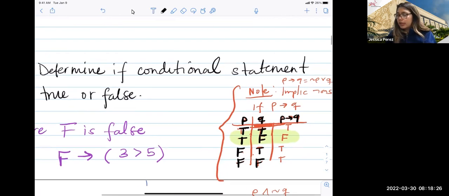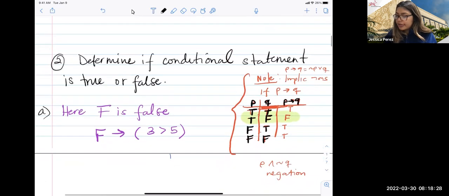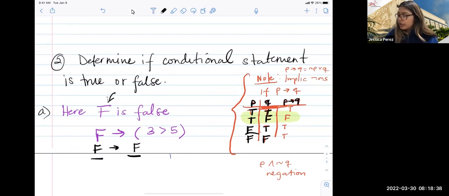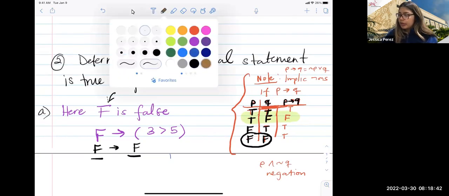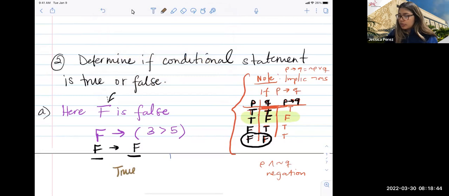Okay. So here, F is false. So if you have F implies 3 greater than 5. Is 3 greater than 5? No. So if you have F and F, you're looking at F and F, that implies a true. So this is true based on the truth table.